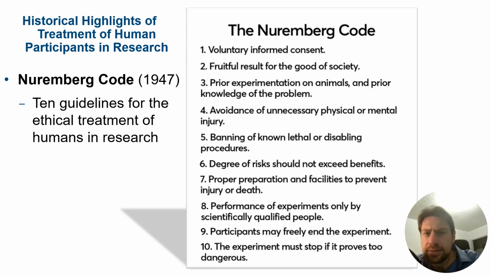So in 1947, the Nazi atrocities inspired what is called the Nuremberg Code. And the Nuremberg Code is a set of 10 guidelines for the ethical treatment of humans in research. So here they are, and let's take a moment to go through these.